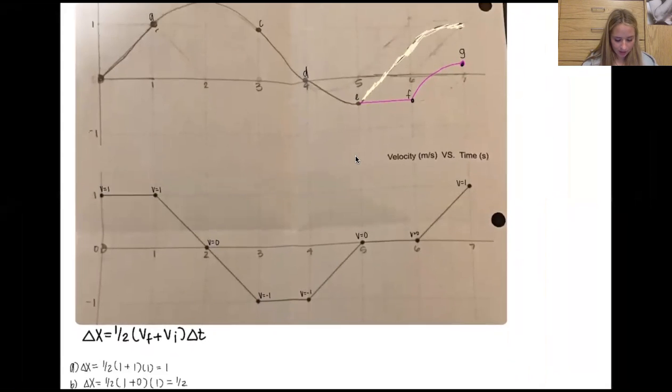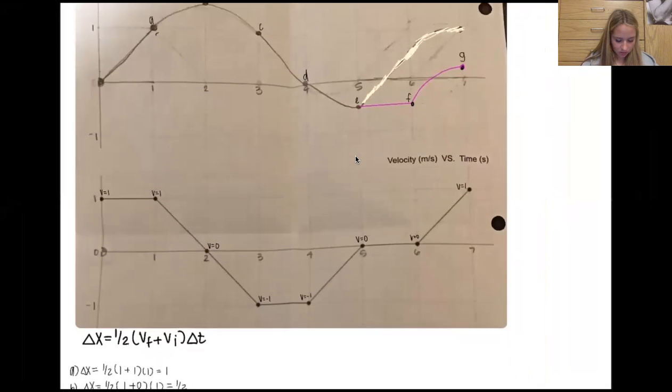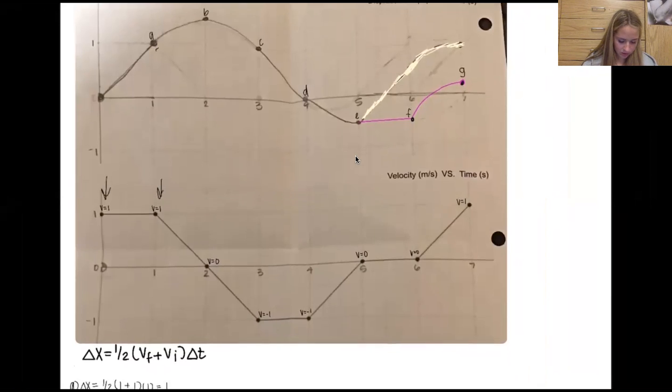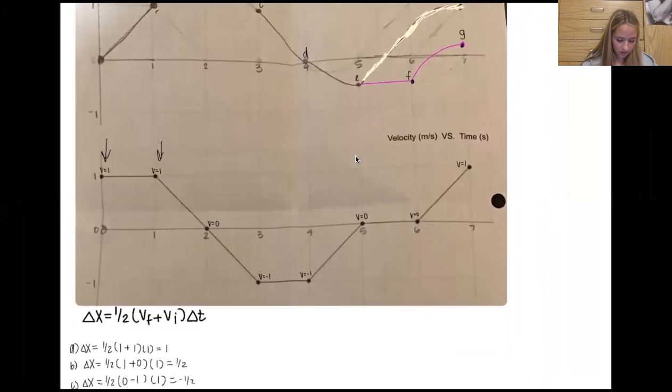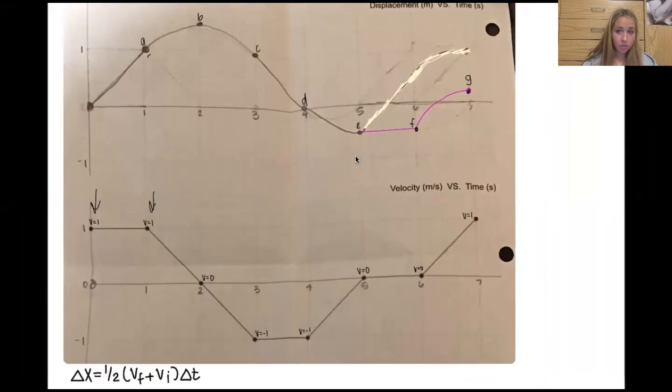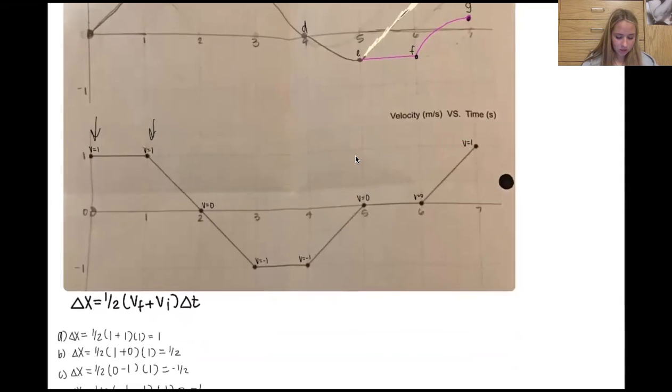And to get point A, I started with 1/2 times the velocity final, and the velocity final was 1. The velocity initial was 1. So 1 plus 1 is 2, and 1/2 of that is 1. So we're going to start from 0, and it's going to go up a whole point. So just like that. And then I did that for each point, so on.